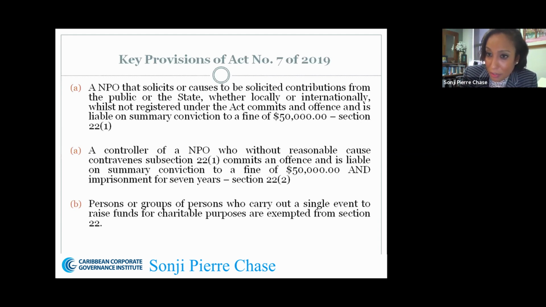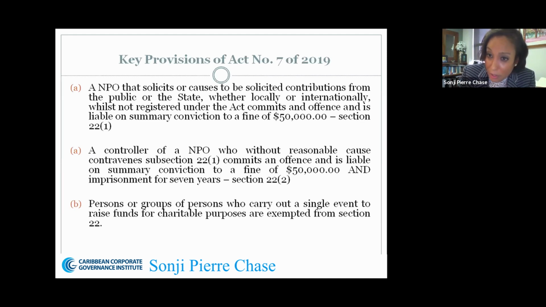You'll just get the fine of $50,000 because it is the organization that is going to be fined, and the controller of the organization is going to be fined. The controller will also be fined and jailed. Yes? So it's double fining going on there. The entity and the controller.